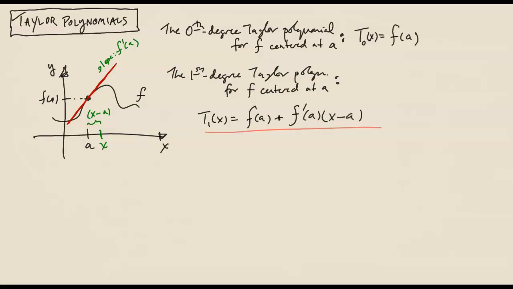And that is my general recipe for a first-degree Taylor polynomial. It's just a tangent line. Be sure you understand where this comes from. All right, so far so easy, and we could have done this back in Calculus 1.